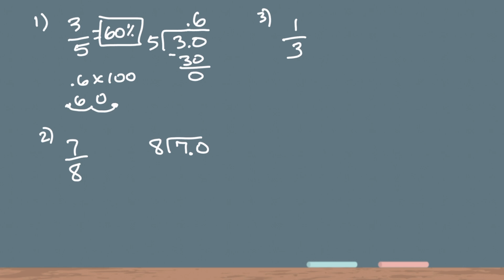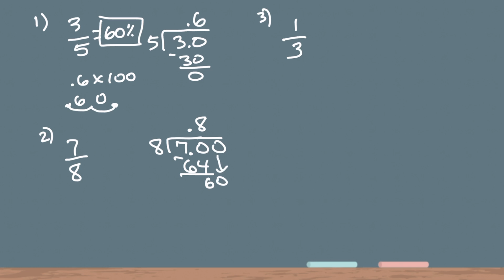So how many times can an 8 go into 70? It's 8 times. So we're going to put a point and 8 here. And 8 times 8 is 64. We're going to subtract that from the 70 and we get 6. So we're going to have to extend this division even further because we're not coming to a 0 like we did in the first problem. So we're going to add another 0, bring that down, which makes this a 60.